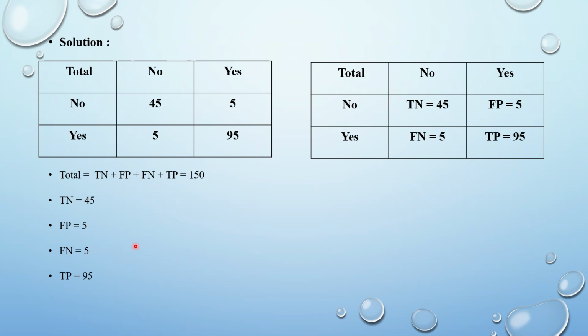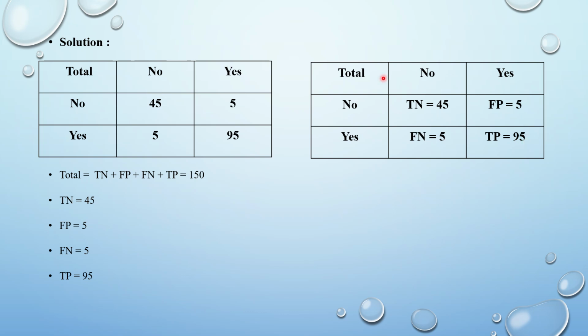So this is the confusion matrix. These are the predicted values and these are the actual values. So the value of TN, true negative, is equal to 45. False positive is 5, false negative is 5 and true positive is 95, which is given in the question.